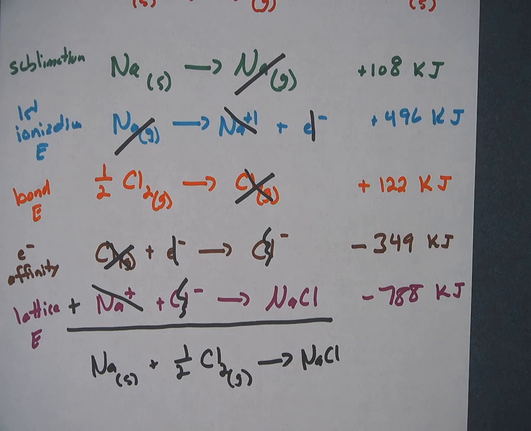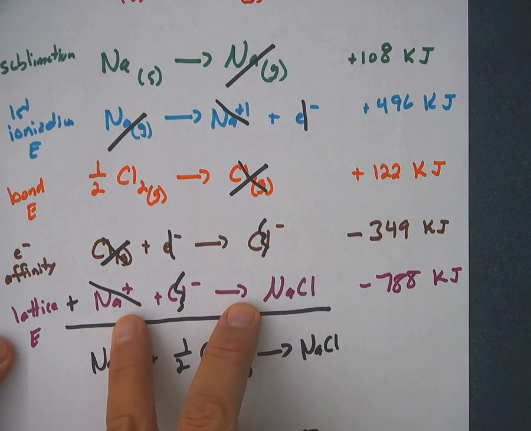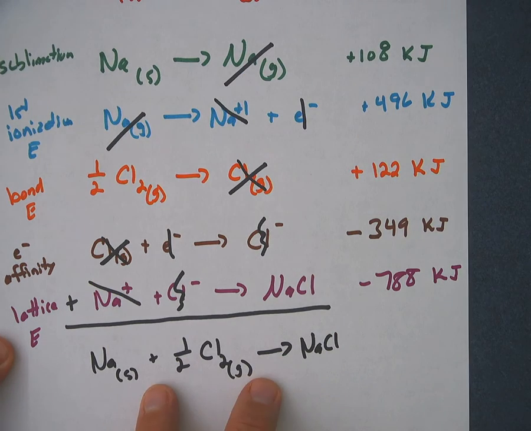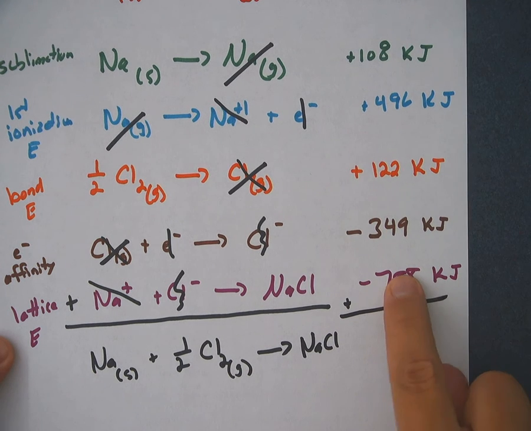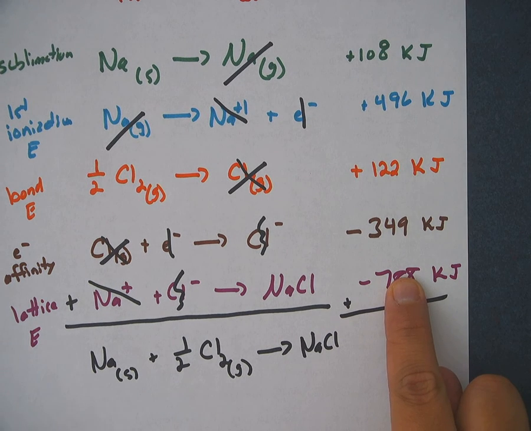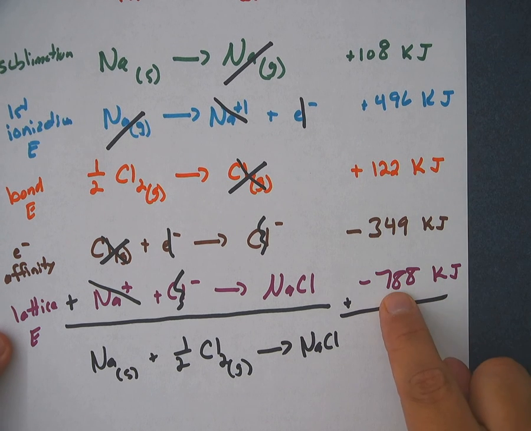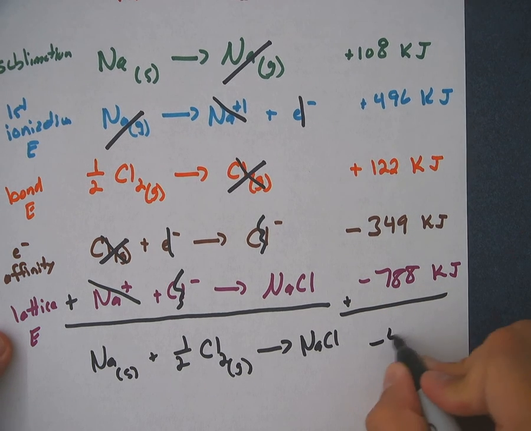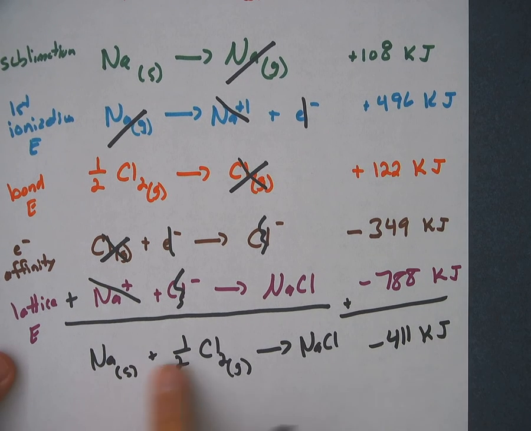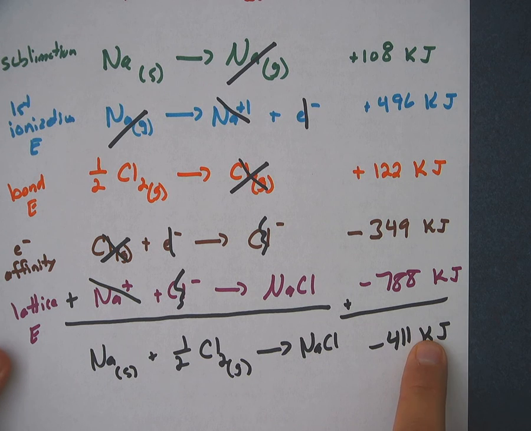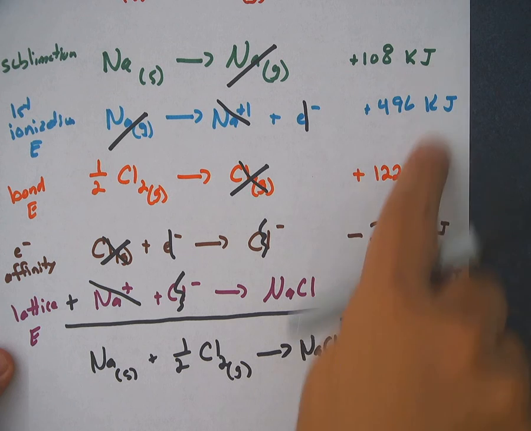Now, what's the real trick? If we can add all these sub-steps to equal an overall step, we can add all of these energies together. If you take this plus this plus this plus a negative number plus this negative number, we get negative 411 kilojoules. So this reaction has this energy because it's a cumulative total of all the energies of the 5 steps.